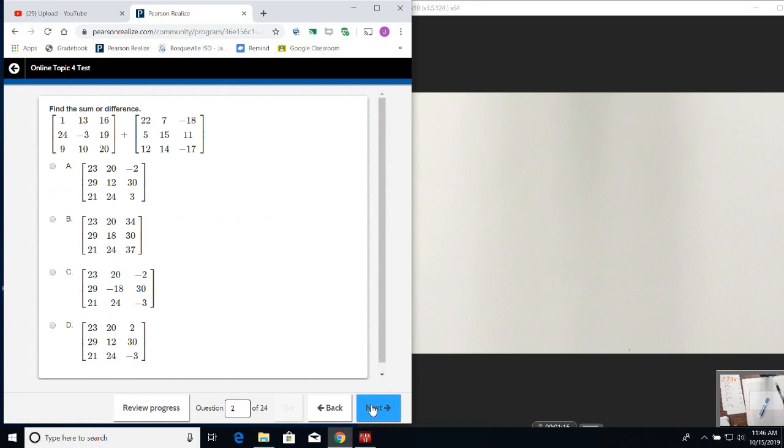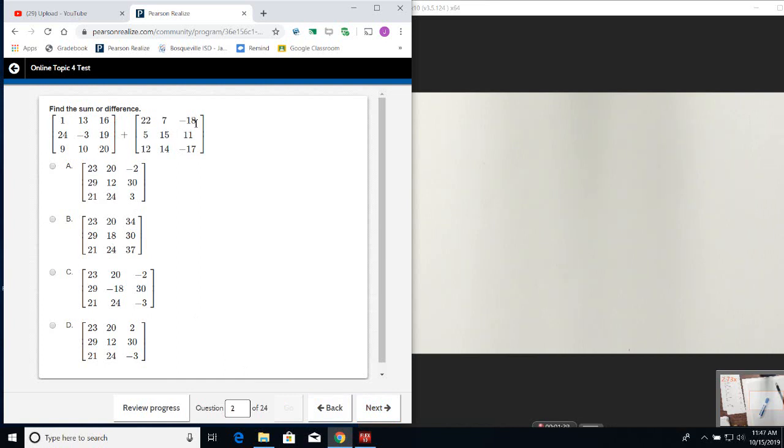Find the sum or difference. Once again, that's a 3 by 3 plus a 3 by 3. Can you add them? Absolutely, you can add them. So if I can add them, I just add the corresponding elements. So what's 1 plus 22? 23. And then 11 plus 7 is 20. So I'm at a 23 and a 20. So far they all look good.